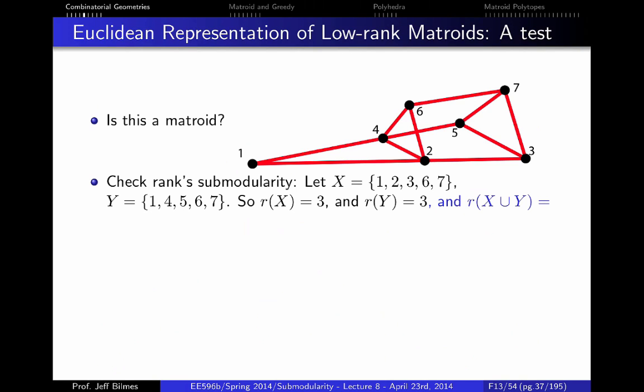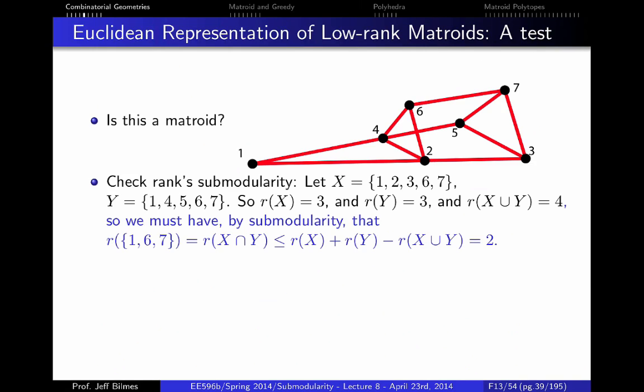So R of x is 3, and what's the rank of x union y? Well, that's a sort of messy one. 1, 2, 3, 4, 5, 6, 7. So the rank of everything is 4, right? Therefore, the rank of the intersection, according to the submodularity inequality, has to be less than or equal to 2. This is just submodularity. So let's check. What is the rank of the intersection?